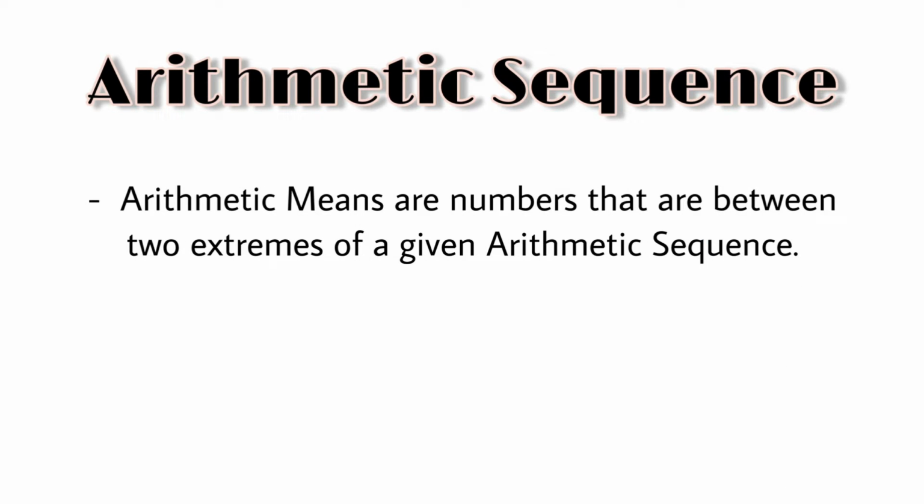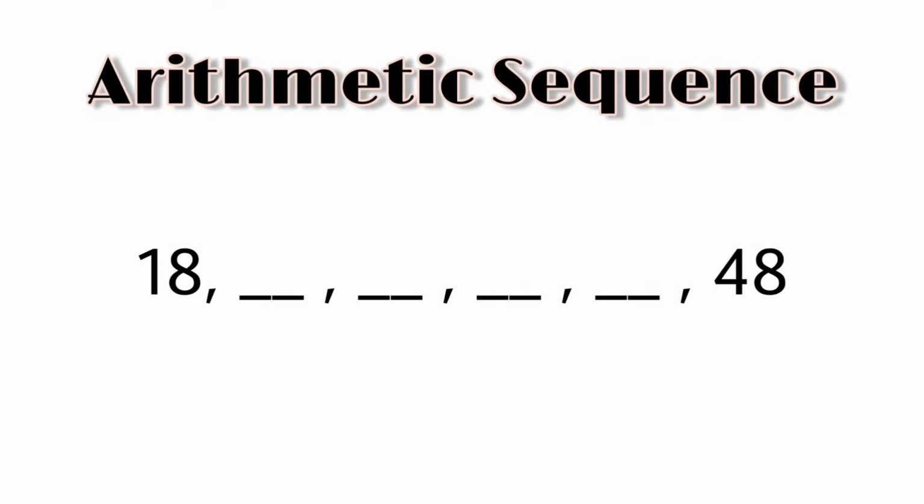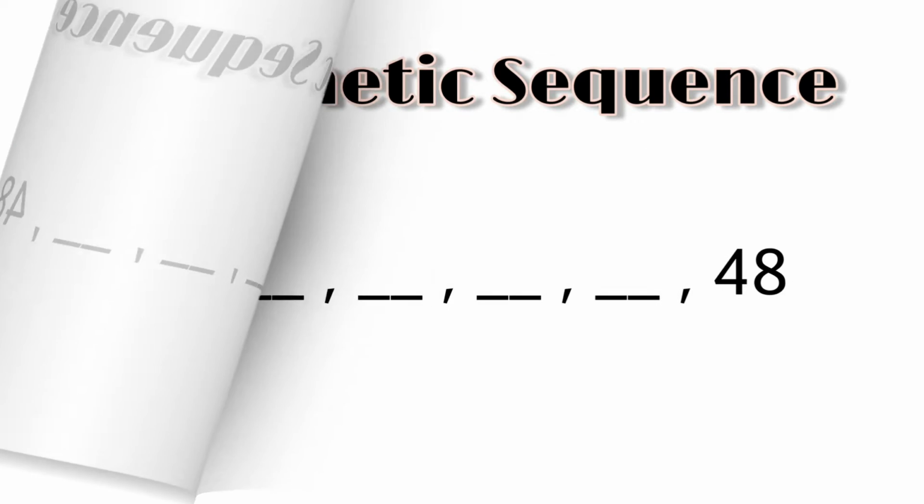Arithmetic means are numbers that are between two extremes of a given arithmetic sequence. Like in this example, you are given the extremes 18 and 48, and we will try to insert 4 different numbers, or arithmetic means, between 18 and 48. So without further ado, let's do this topic.